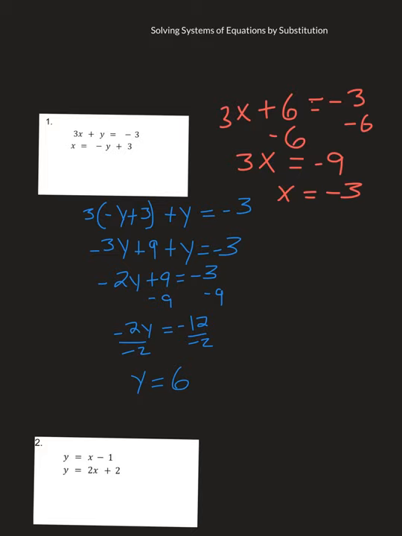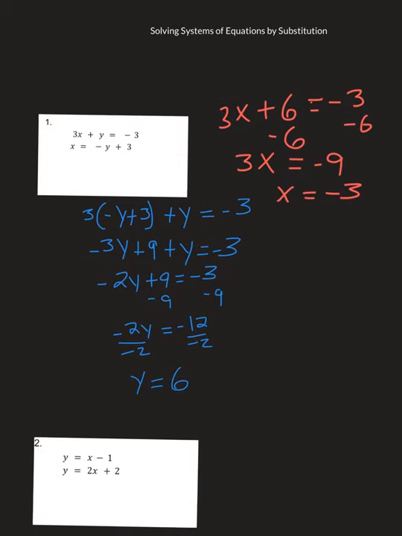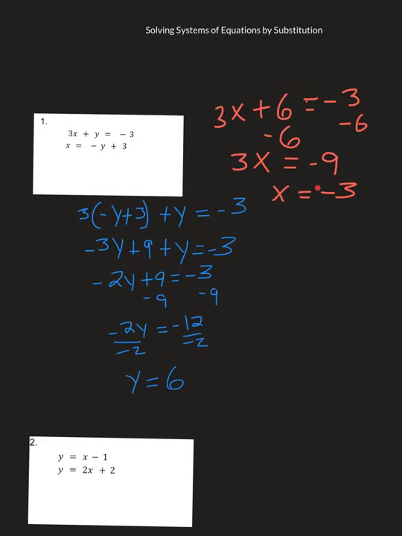Now once we have this, we have to check both of these by plugging in x equals negative 3 and y equals 6 into both equations. When we do that, for this one, we're going to get negative 9 plus 6 equals negative 3. And for this one, we're going to get negative 3 minus 6 plus 3 is negative 3. So we know our answer will work. And our answer to this system is x equals negative 3 and y equals 6.